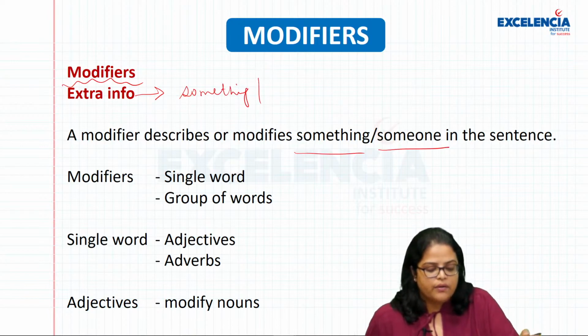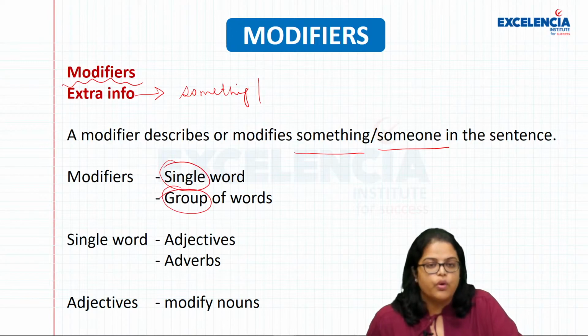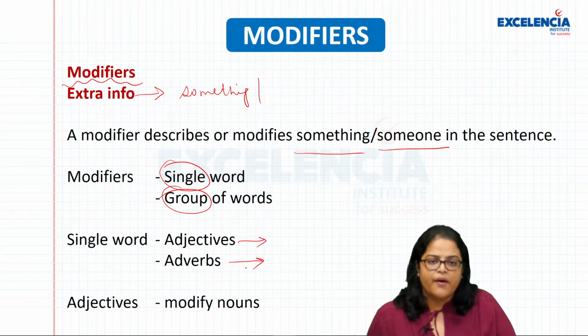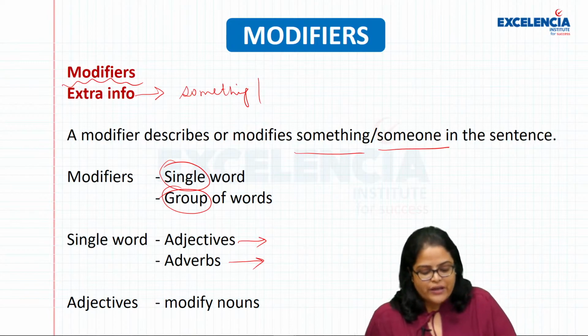Something or someone is what a modifier modifies. Modifiers can either be one word or they can be a group of words which are modifying something or somebody. What do I mean by one word modifiers? Adjectives and adverbs. They're nothing but modifiers. They are giving me extra information about something or somebody. Adjectives, we know they modify nouns.